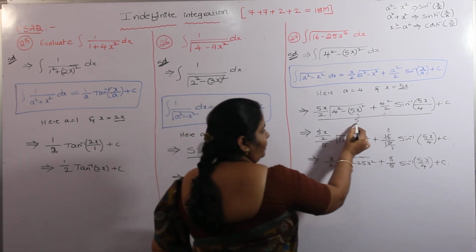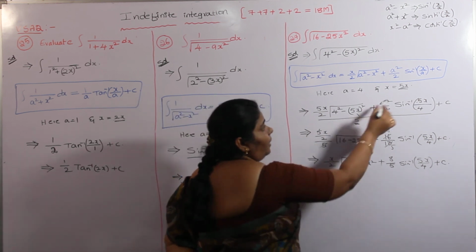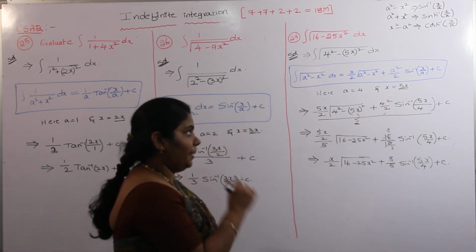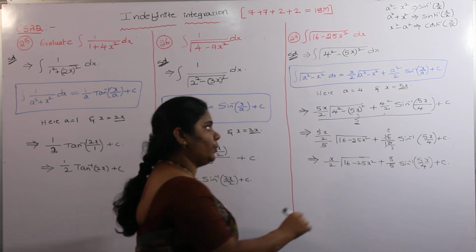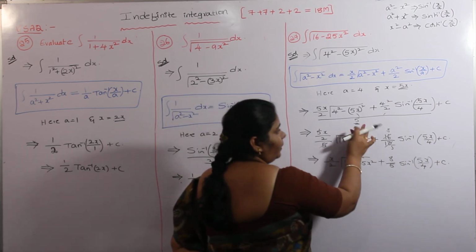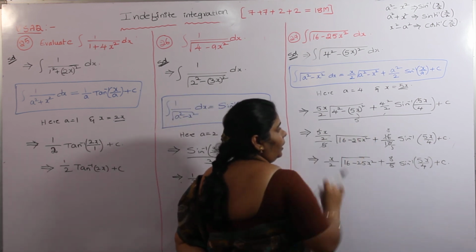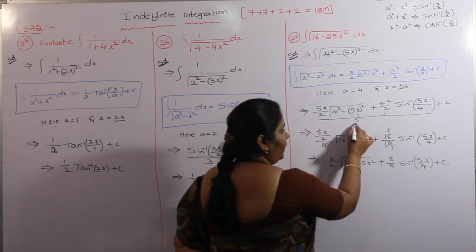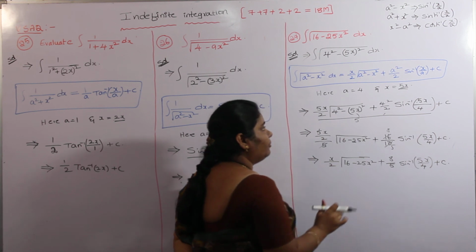What is 5 here? Here this 5 is the inner differentiation of 5x. Inner differentiation of 5x is 5. That can be written in the denominator. In the integration we are writing divided by 5, but in the differentiation we are writing into 5.